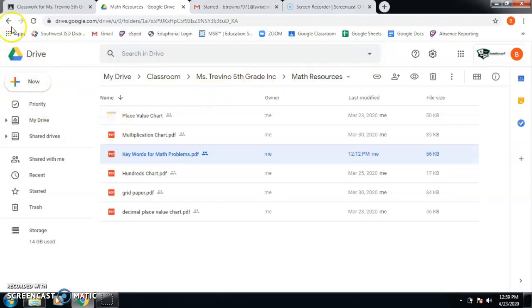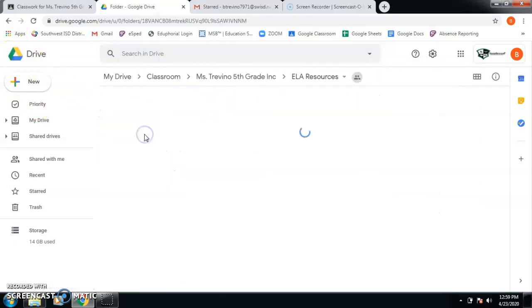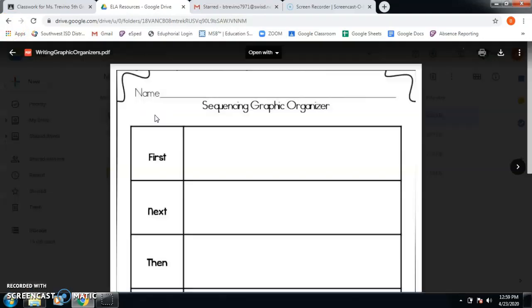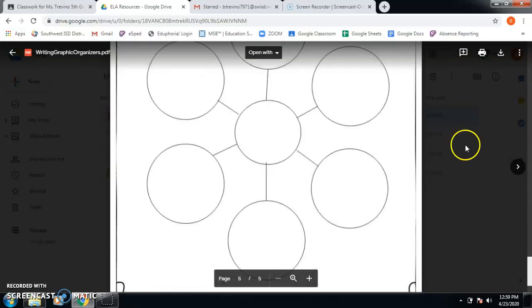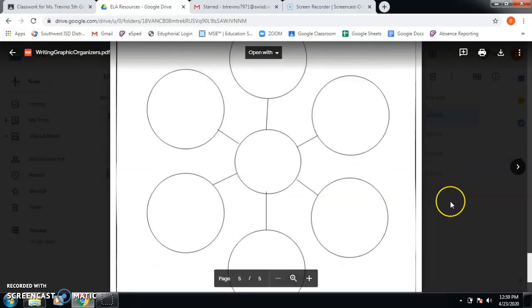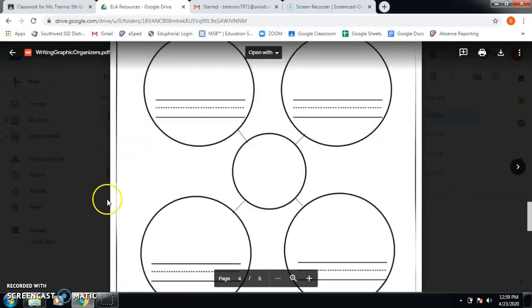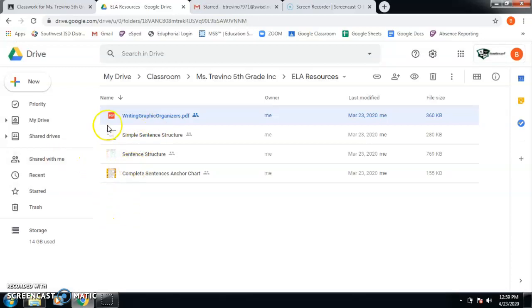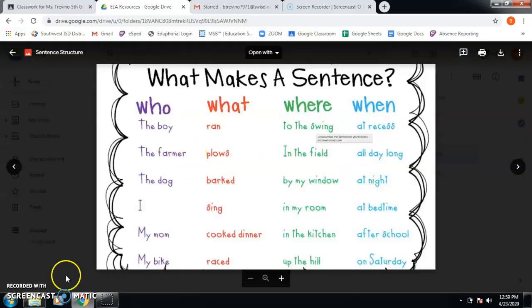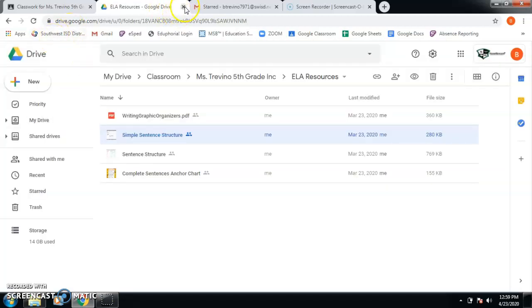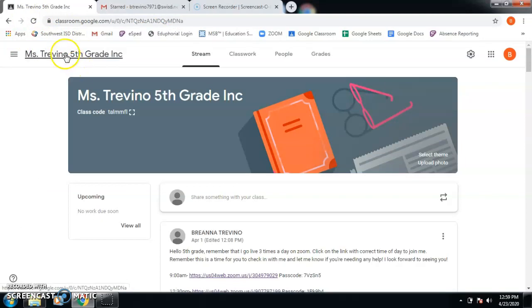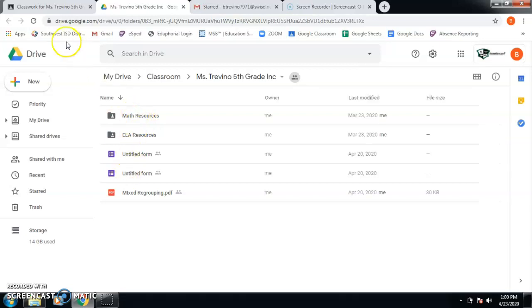So going back for ELA resources, in here we have our graphic organizers, okay? I don't know if we're doing big writing assignments, but if and when we do, you have these resources to help you brainstorm, okay? And these go over how to write a complete sentence and what the sentence structure looks like, okay? So remember, you come to Miss Trevino's fifth grade classroom, classwork, class drive folder, okay? And that's where you find all your resources.